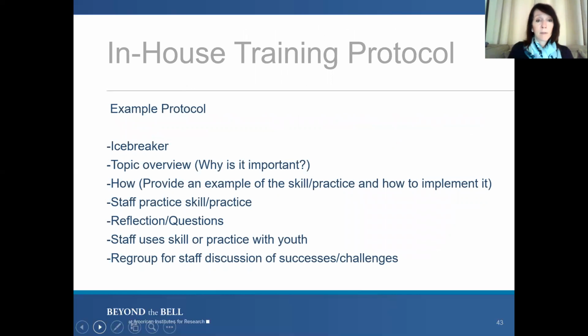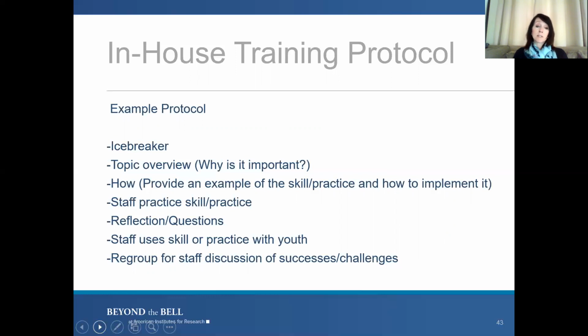So here's an example of an in-house training protocol. We begin with an icebreaker and then provide a topic overview. Why is it important? Why are we talking about this today? How is this a benefit to staff and ultimately the youth that we are serving? How means providing an example of the skill or practice and how to implement it. Then give staff time to practice the skill or practice within the session. Leave time for reflection and questions.